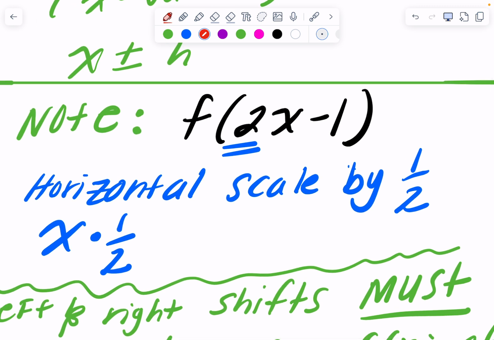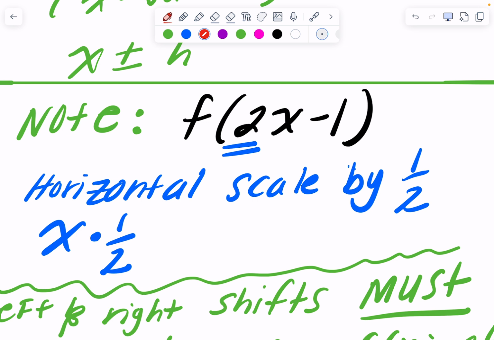So once again, see there's a 2x, the 2's inside. We would verbalize this as a horizontal compression. You can use the word scale. It's a horizontal compression by a half. You guys see how I reciprocated it? So you just times your x values by a half.